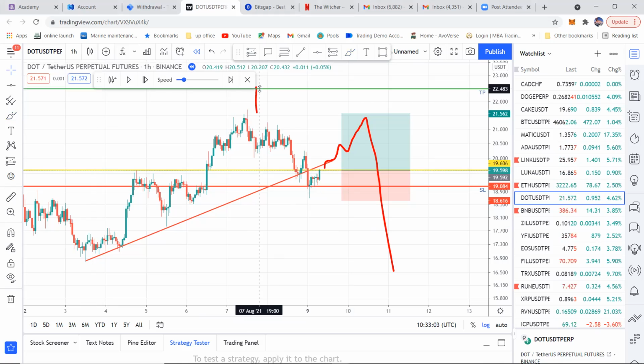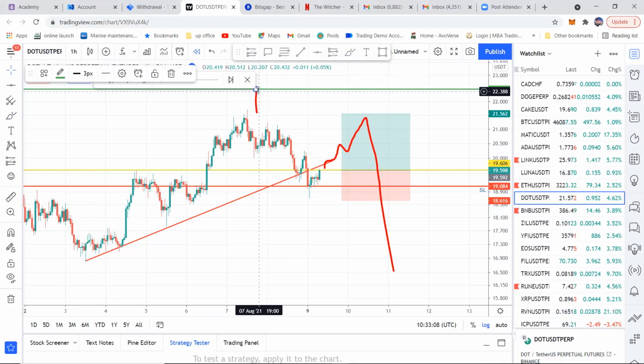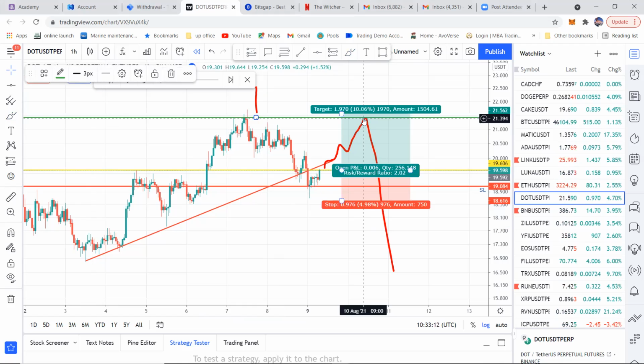That's why I wouldn't want to have my stop loss right up here, because of the chance that I could just miss it. So I keep it down here a little bit closer so that I do just hit it and take that profit.